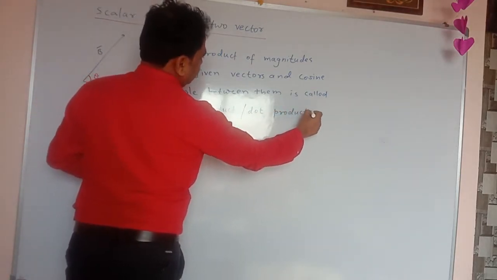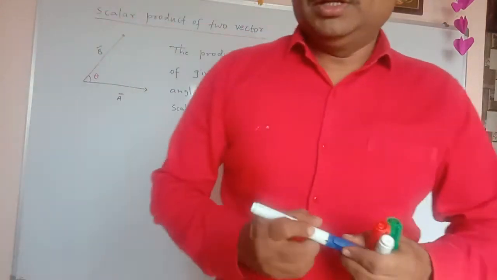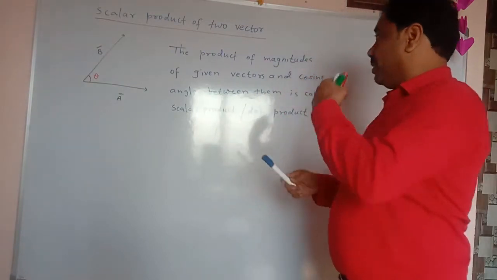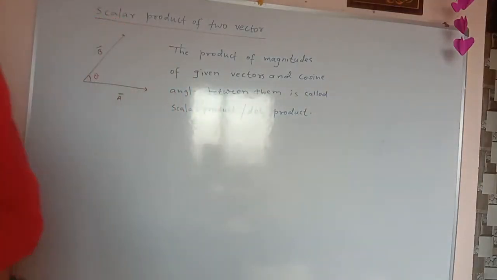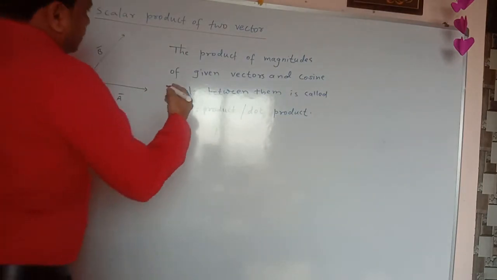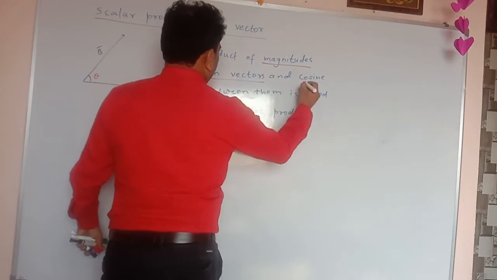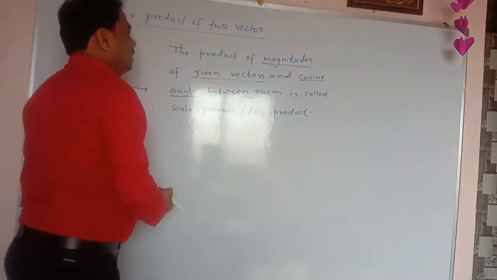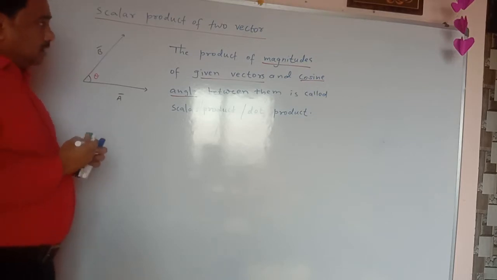So this is the concept of the dot product or scalar product. What does scalar product mean? Scalar product means the product of magnitudes. The product of magnitudes of the given vectors and the cosine of the angle between them. Between them means between the two vectors.